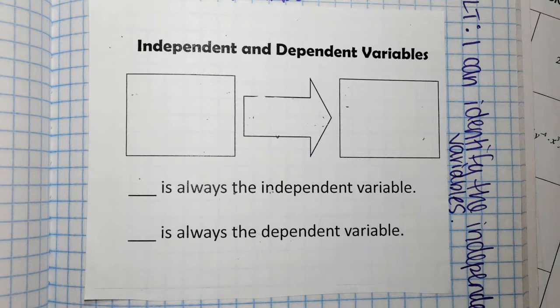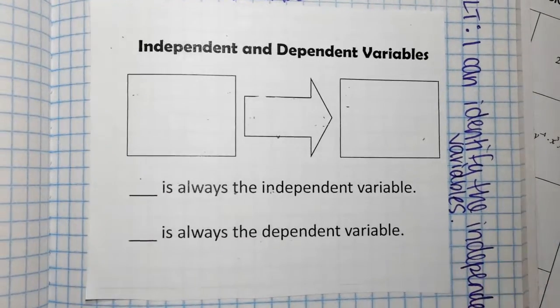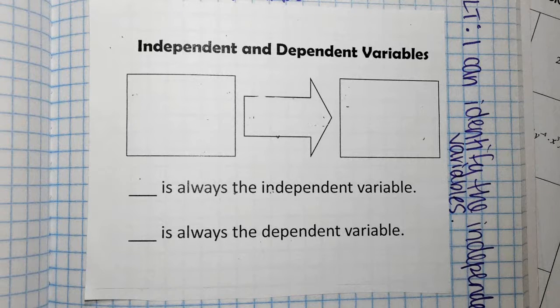Is something that's dependent controlled by something else? Yes. And what does the controlling? Does the independent variable do the controlling or the dependent? Independent. All right, fantastic. So when we're talking about independent variables in math, do you think that's the x or the y? The x. It is the x.